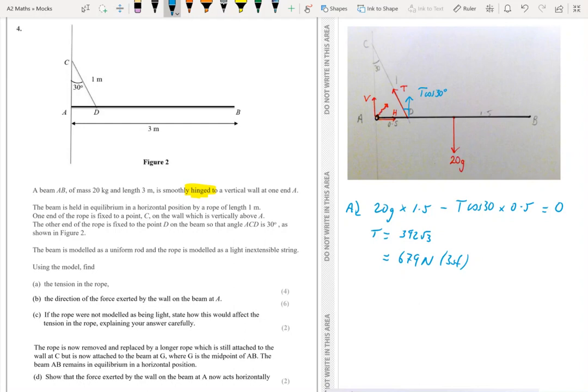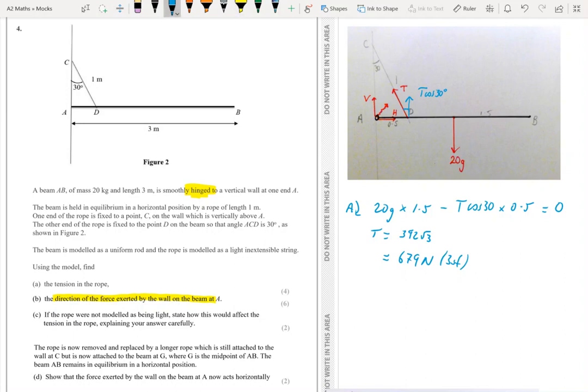Okay, only 4 marks, but the diagram takes a minute or two to make, but it really pays off. Okay, part B. Find the direction of the force exerted by the wall on the beam. That's asking us about this squiggly hinge force, its direction in particular. So we need to find its two components, and then we'll do some trigonometry. Usually that's with tan to find the angle that it makes.